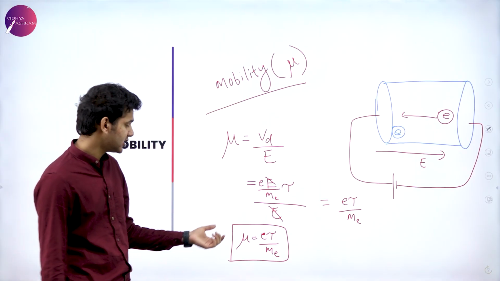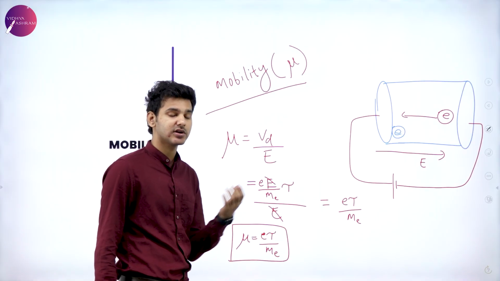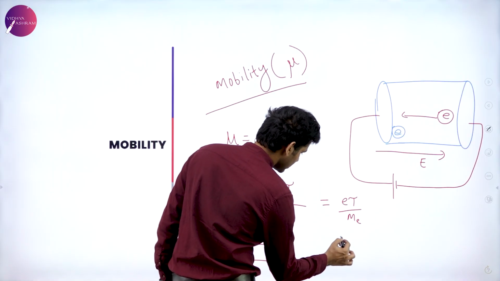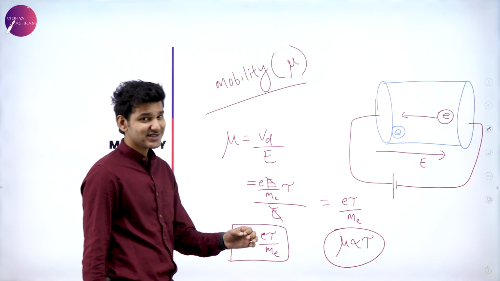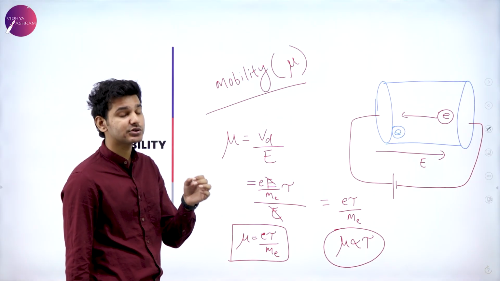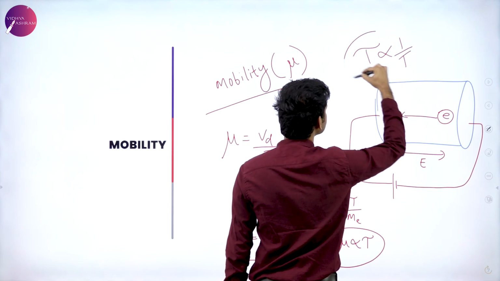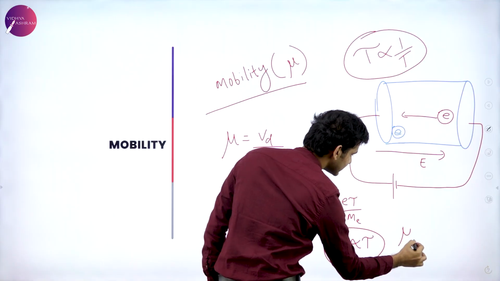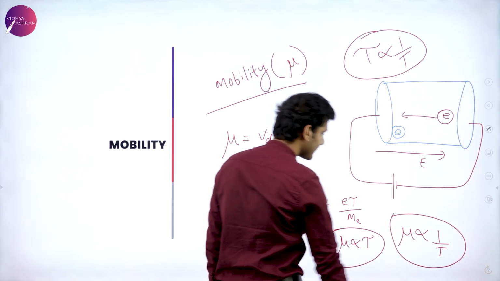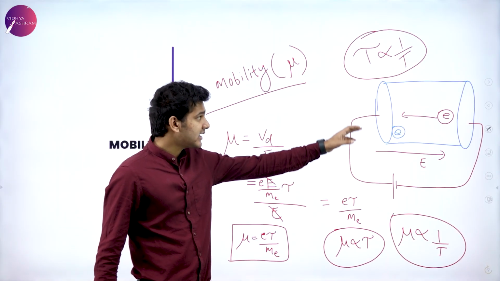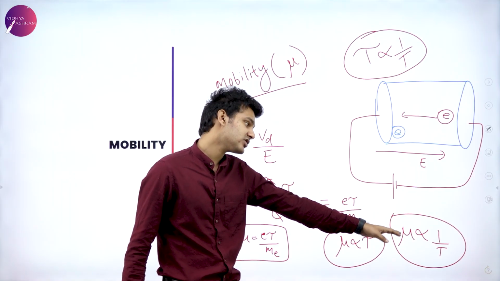And we can also say that since e and m are constants, mu is also directly proportional to relaxation time tau. So mu is directly proportional to tau, which means that, as tau was inversely proportional to the temperature, we can say that mu is also inversely proportional to the temperature. That is, if I increase the temperature here, the mobility will get affected. How? Inversely. If I increase the temperature, mobility will decrease.